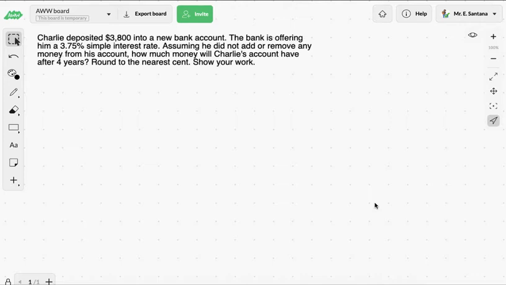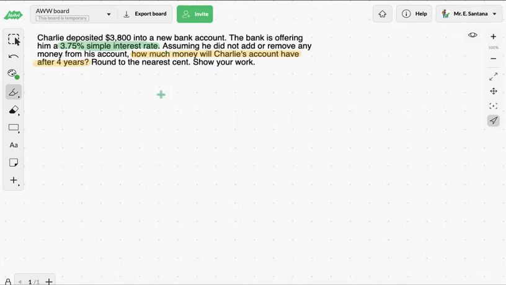All right, as it stands, there's a few things that definitely should stand out to you as you're reading this. First and foremost, let's highlight the question. How much money will Charlie's account have after 4 years? This is not just happening randomly. It's very specific in that there is a simple interest rate, which should be your buzzword. That tells you there's a certain formula or equation that I need to use.